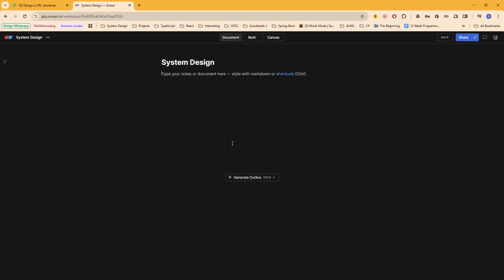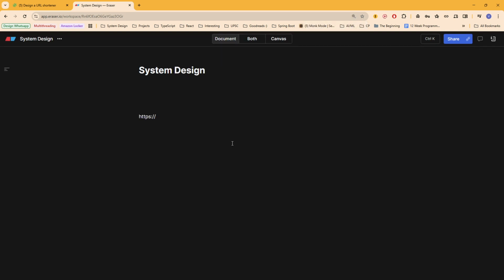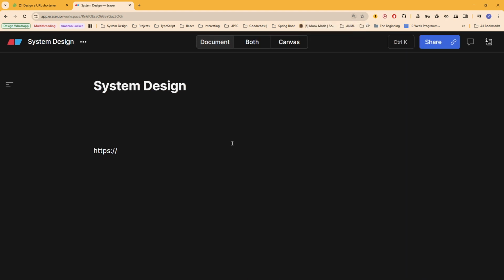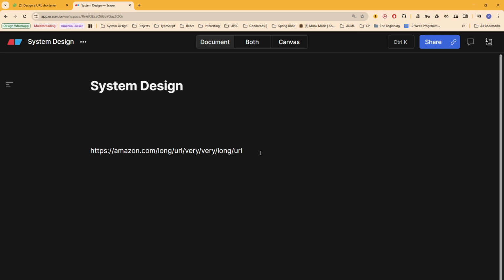Let's say we have a URL like amazon.com, a very long URL. This is the long URL and we want to generate a shortcode for it. So the shortcode would be something like, I am assuming this is our domain name, bit.ly, and after that we generate a shortcode. What should be the length of the shortcode?